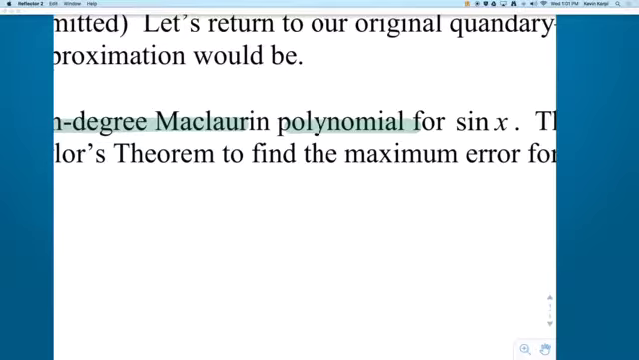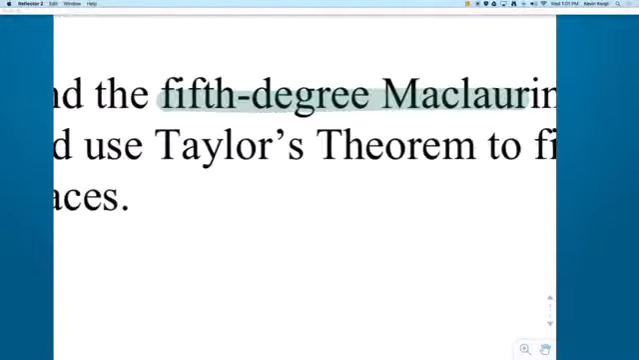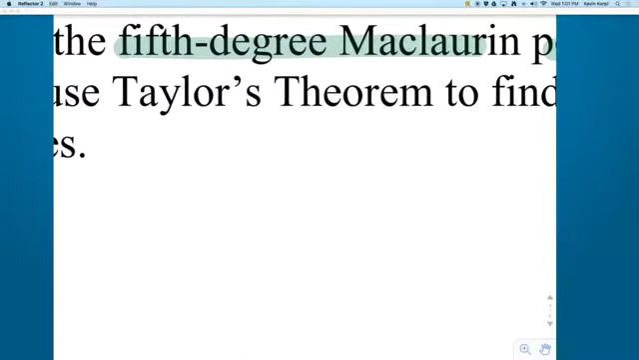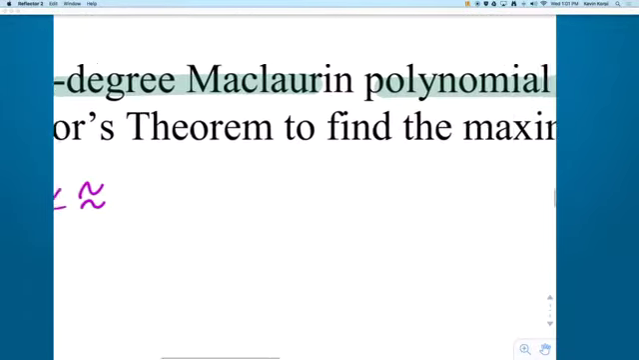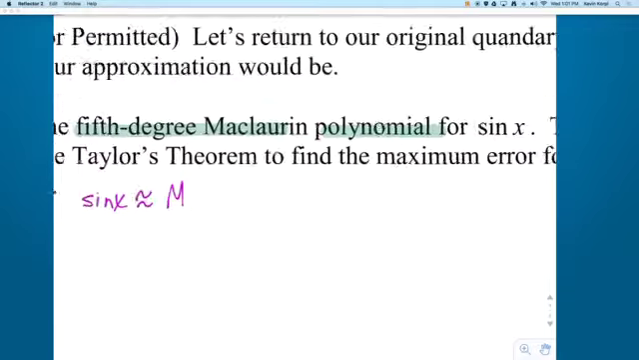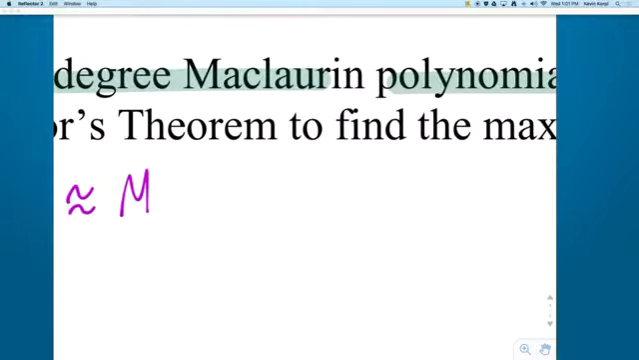So what does Maclaurin mean? What's the center? 0. And polynomial means squiggles or equals? Squiggles. Good. So let's do that first. So we know the polynomial. Let's go ahead and say that sine of x can be approximated by, if it's a Maclaurin polynomial, you can call it M. And if it's a 5th degree, you can put subscript 5 if you want. You could also call it T sub 5 of x.